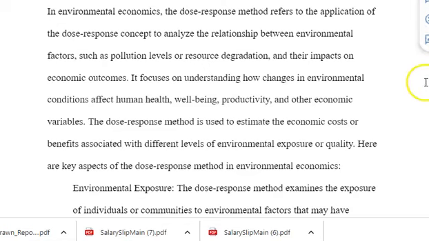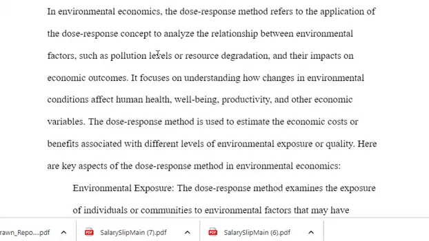Today we discuss the dose response method. In environmental economics, the dose response method refers to the application of the dose response concept to analyze the relationship between environmental factors such as pollution level or resource degradation and their impact on economic outcomes.